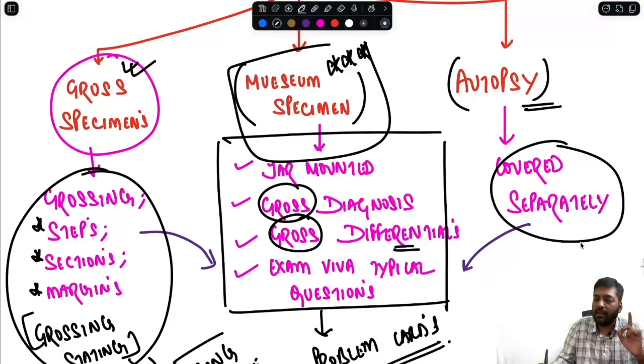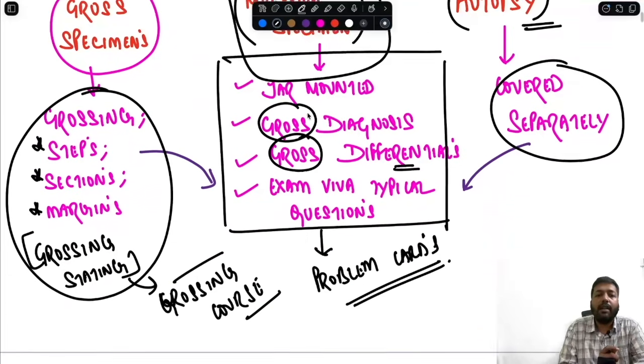It will be covered in one single lecture, a short 1 hour session on autopsy, wherein we will discuss in detail the important relevant questions which are asked from autopsy. But currently, in this gross specimen series, we are mainly going to concentrate on the museum specimens, wherein you have a jar mounted formalin fixed specimen, and you have to describe the specimen, give your gross diagnosis, what findings you are seeing, what your gross differentials are, and important theoretical viva questions related to your gross description. So let us begin.